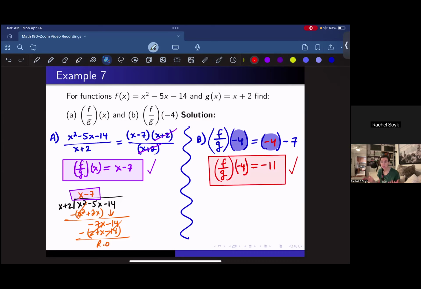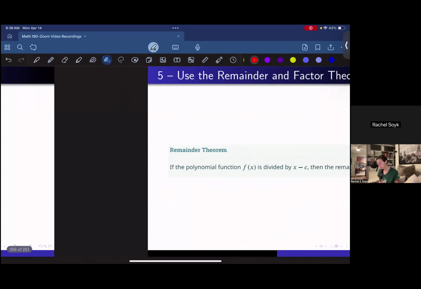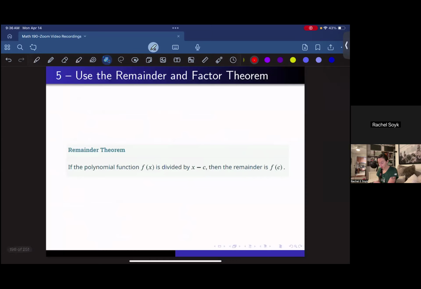Again, same exact concept, we're just dealing with function notation here. And this was just a blank slide in case we needed a little bit more room. So our final objective for this lesson is being able to use the remainder and factor theorem. Let's jump into the remainder theorem first, which we have shown below.